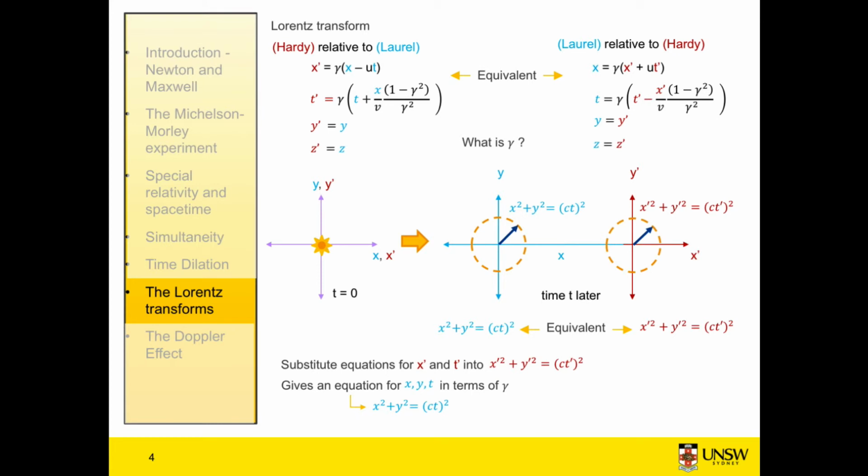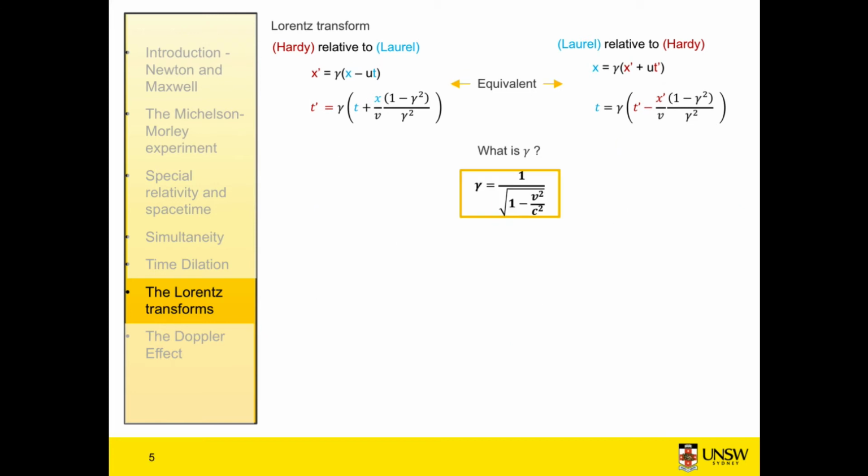I won't do the working here because it will detract from the point of this video. But when we do the working, we find that gamma is equal to 1 divided by the square root of 1 minus v squared on c squared, where v is the relative velocity of our second reference frame, our s dash reference frame. So now we have our equation for gamma. This is the Lorentz factor gamma, and this is the factor that we use in every single Lorentz transform.